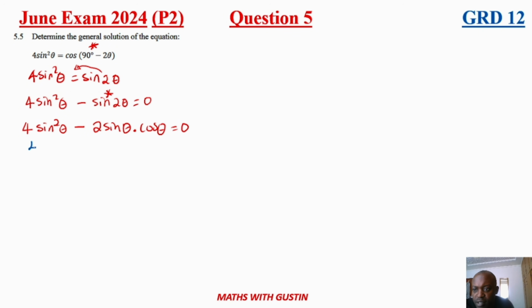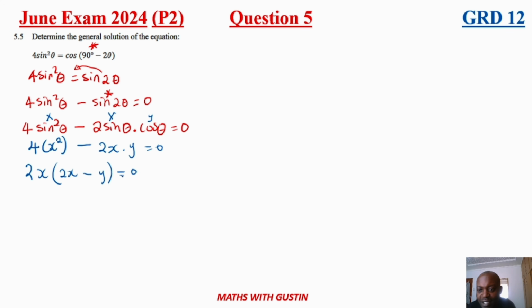But if I were to write the same thing, I said 4x squared, okay, let this one be x, this one be x, and then let this one be y, cos is equal to y, minus 2x times y. Can you see, guys, that if I were to say this to you, you are going to take out a common factor of 2x. Then here you are going to be left with 2x minus y. Therefore, you are done solving for x.